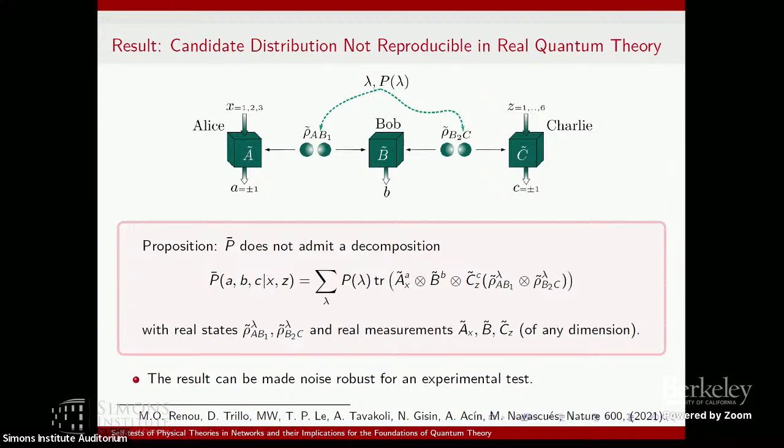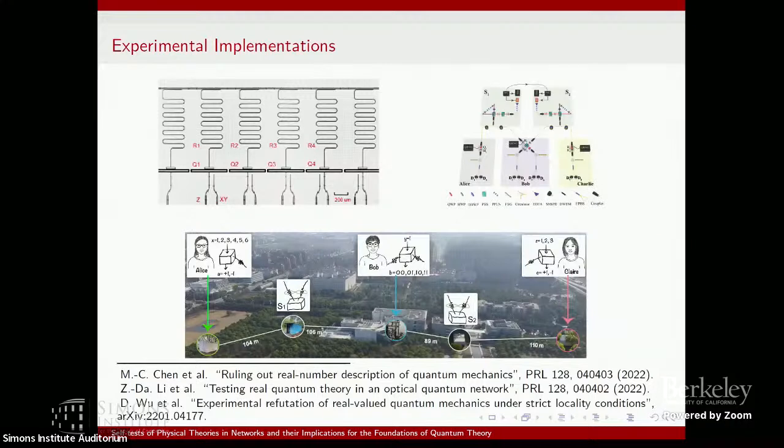Okay, and the result is, so this is just for this specific distribution. This is also noise robust in the sense that we can even find a large enough gap so that this can be done experimentally. And this relies on convex optimization techniques to find good bounds on the real quantum systems here. Okay. There have been experimental implementations as well already.